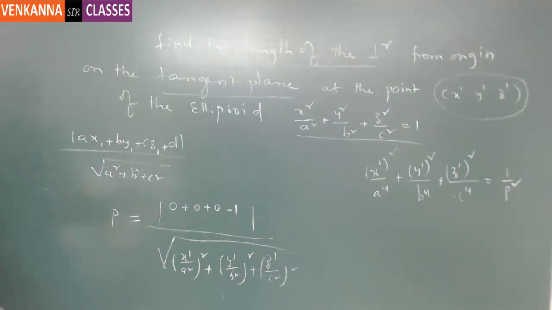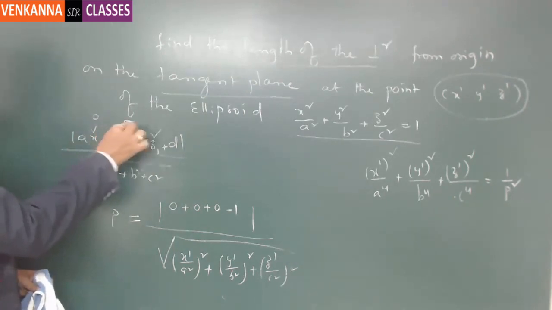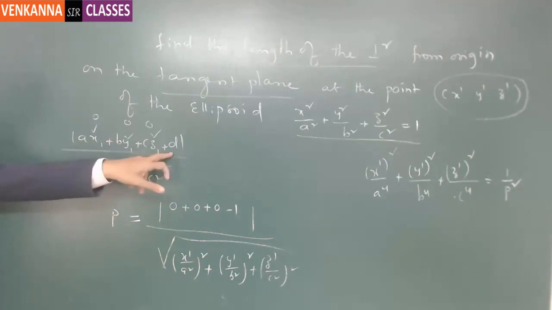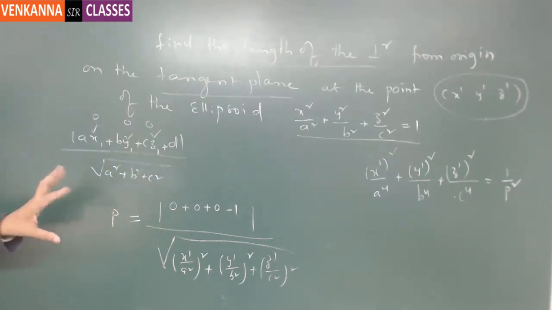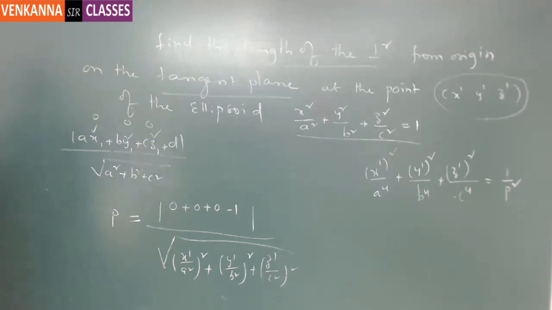Because we are calculating the distance from the origin, right? So x1, y1, z1 is nothing but 0, 0, 0. You are calculating the distance from origin. A, B, C, D are nothing but values in the plane. I have applied the formula directly. So that is nothing but the desired solution. Okay? The length of the perpendicular you can call upon.